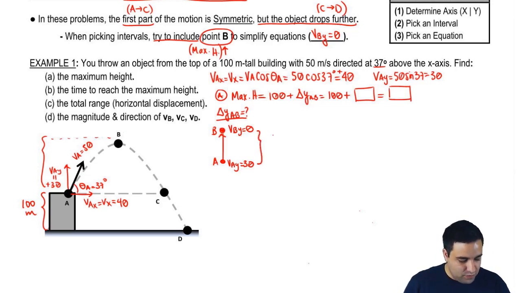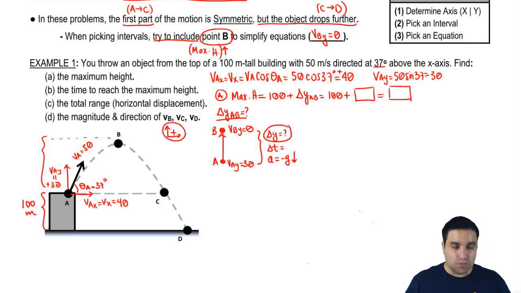What else do I have? I'm looking for delta y for this interval. The other two variables are delta t, I don't have delta t, and acceleration. Acceleration is gravity, but it's negative because it's going down. And remember that going up is positive and going to the right is positive. That's what we're going to use as a standard.